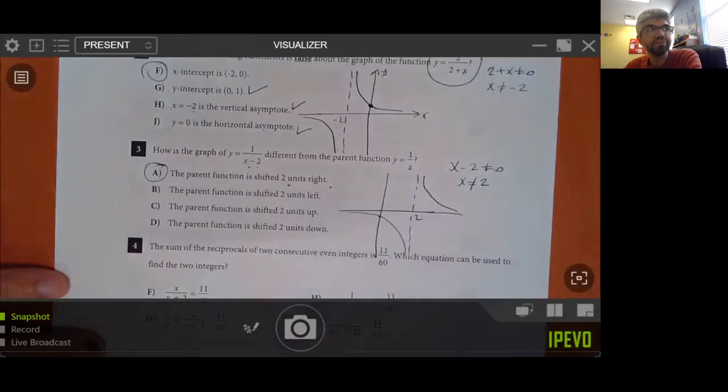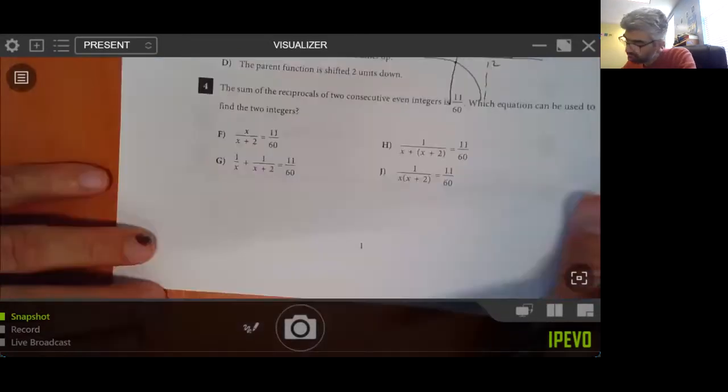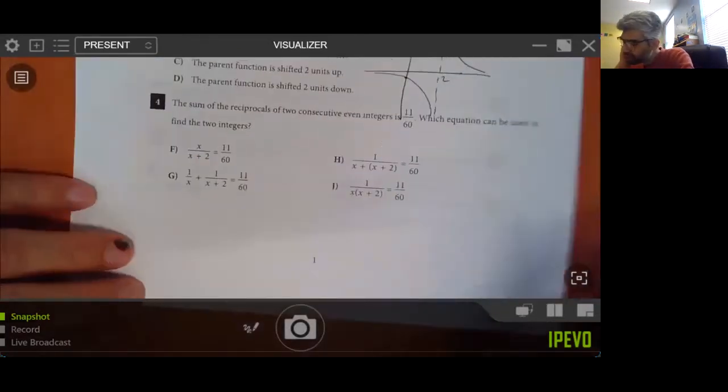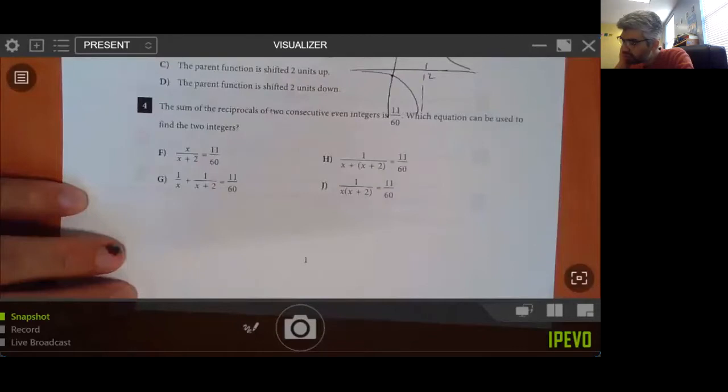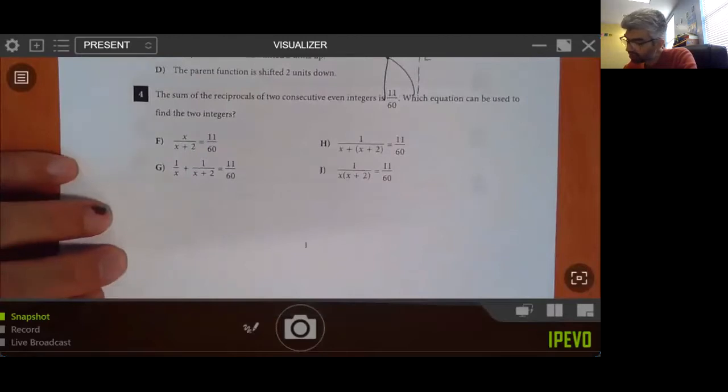Is everything okay? Number 4. Number 4, the sum of the reciprocals of 2 consecutive even integers is 11 over 60. Which equation can be used to find the 2 integers? It's a good one because it doesn't ask for those integers. It asks for the equation.